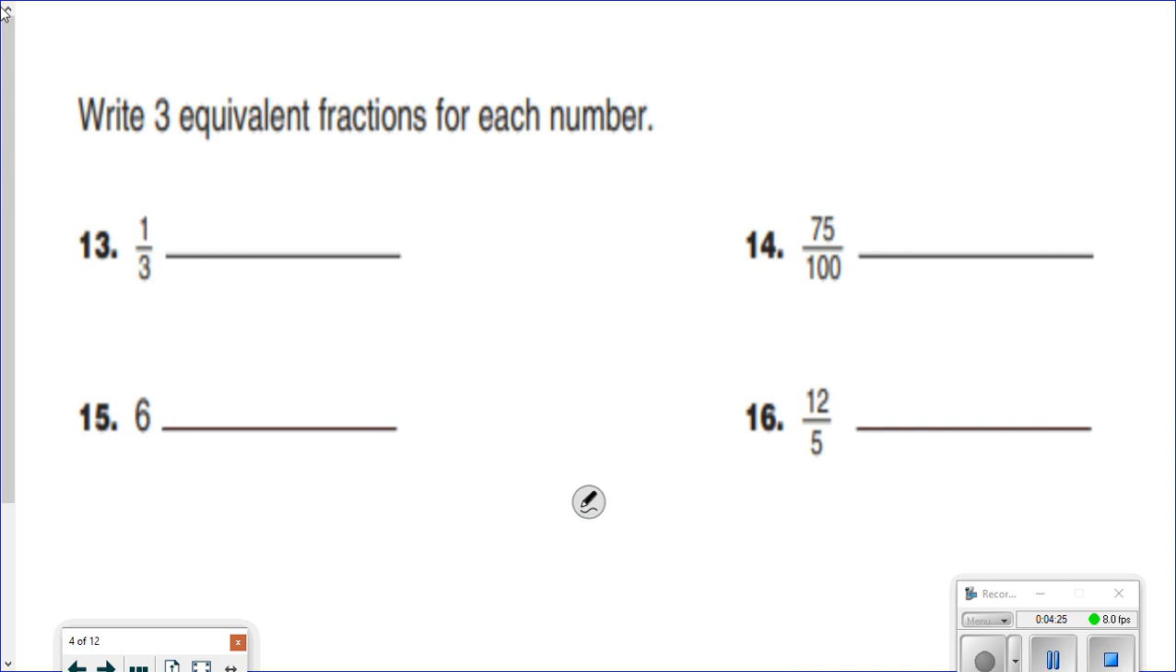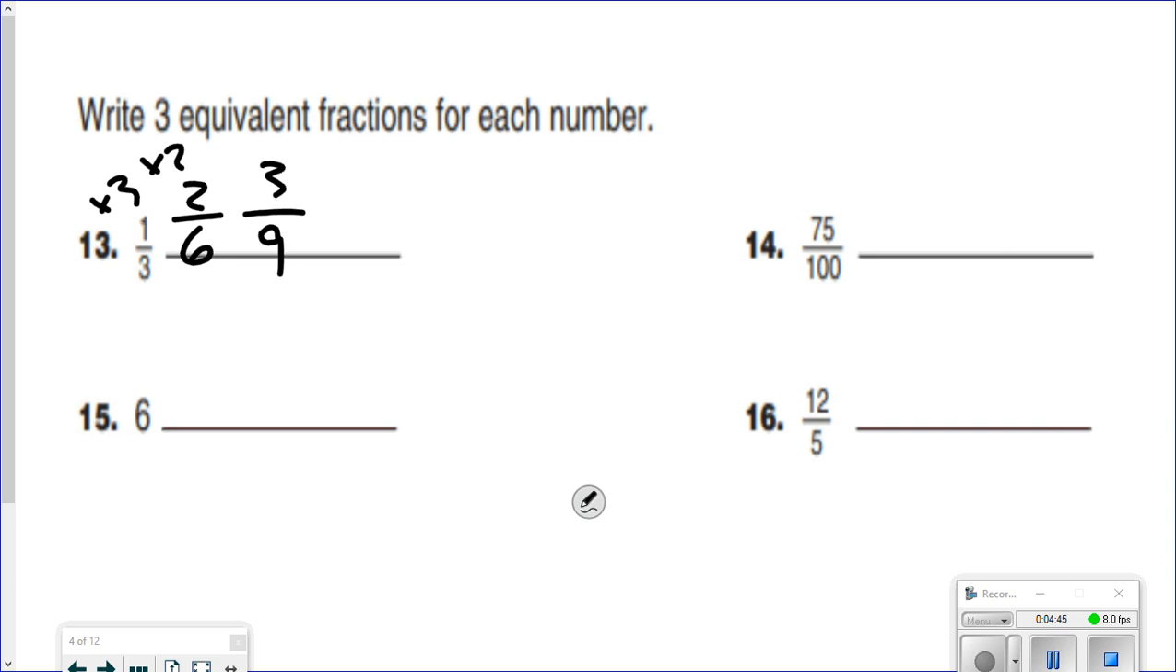Now there's a variety of equivalent fractions we can come up with, but let's just take a look here. Let's start right away. Let's multiply by 2. 1 times 2 is 2. 3 times 2 is 6. Let's take this now and multiply by 3. 1 times 3 is 3. 3 times 3 is 9.